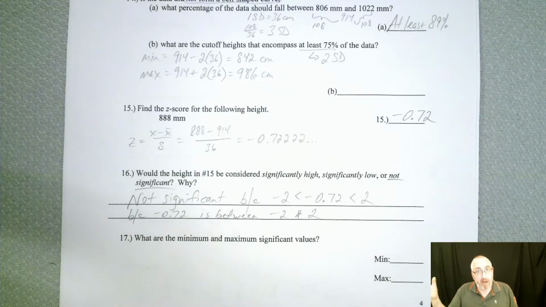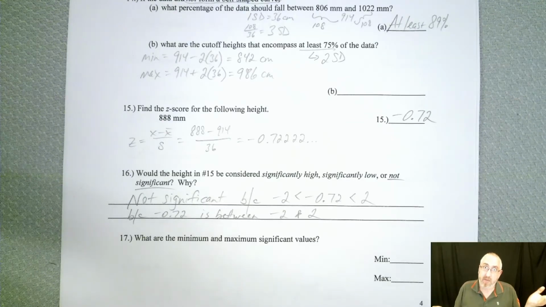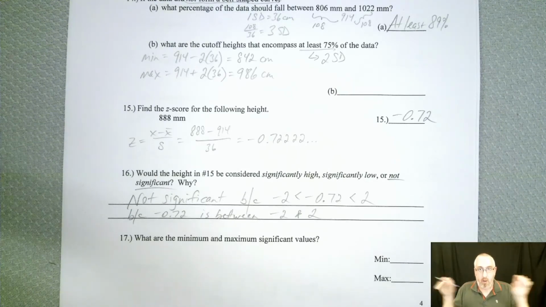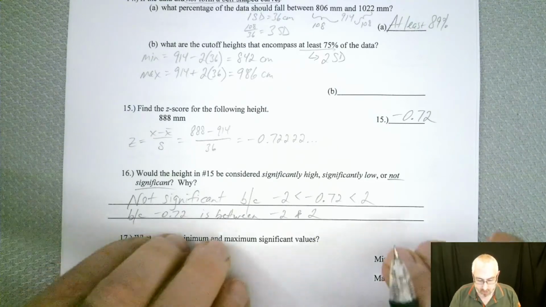If it's too big, if it's larger than 2, then we know it's significantly high. If it's smaller than negative 2, then it's going to be significantly low. So you got those 3 regions. So high, low, and right in between. And if it's in between, it's not significant.